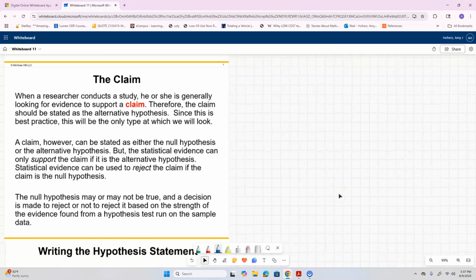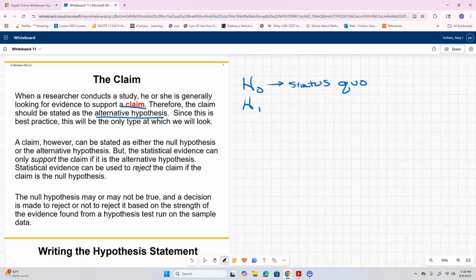So as I mentioned, that alternative hypothesis, I was describing it as a claim, as a charge. When a researcher conducts a study, he or she is generally looking for evidence to support a claim or a charge. So the claim should be stated as that alternative hypothesis. As I mentioned, we've got our null hypothesis, that's like the status quo. That's the information that we have right now. And then our alternative hypothesis is like our charge. What we think is actually true, that we're going to take to trial and try to find evidence for.